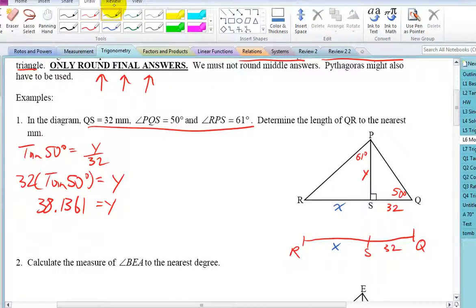Okay. So now we're working the second triangle on the left, using 61 degrees and Y to find X. If it's a new angle, label your HOA. So label your HOA one more time, decide which one to use, which ratio that is. Okay, label your HOA. Which ratio are you going to use? Good. Well done, Jasmine. So tan 61 degrees equals opposite, which is 38.1361 over Y.